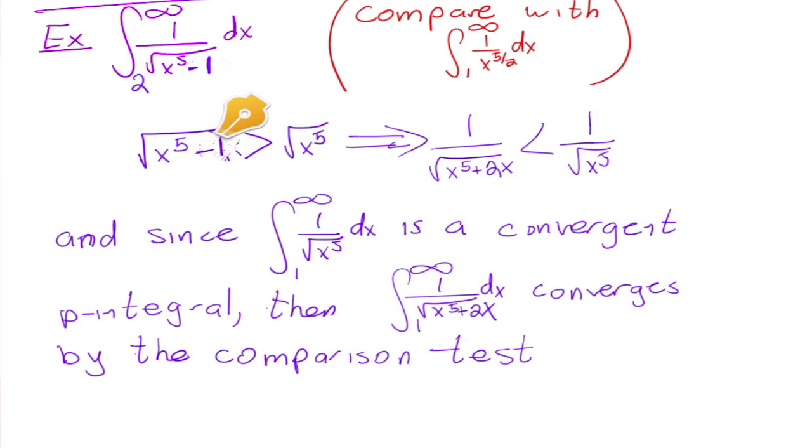Now, for values of x greater than 2, is that true? No, it's not true, right? The one on the left is actually less than the square root of x to the fifth. So you go, okay, this is fine, it's less than, and then you go, oh, then this is greater than. Do you guys see the problem? You can't prove the last part. This doesn't help you, right?